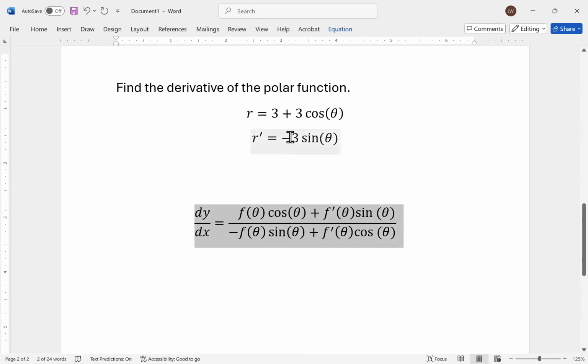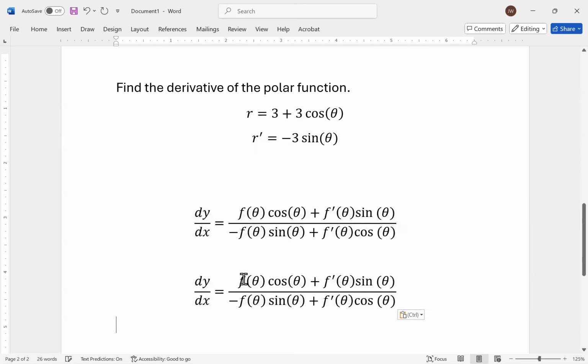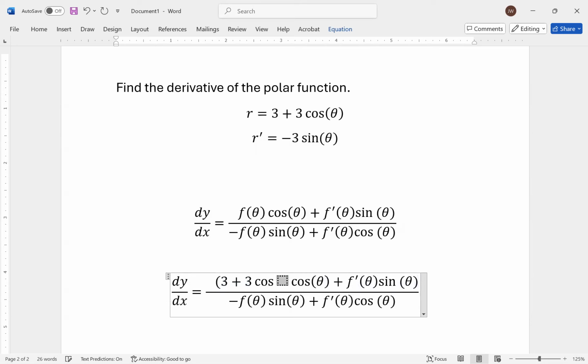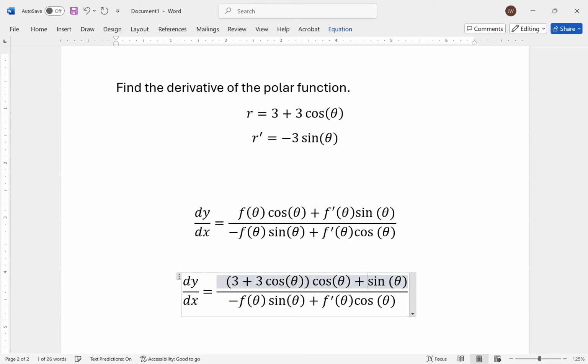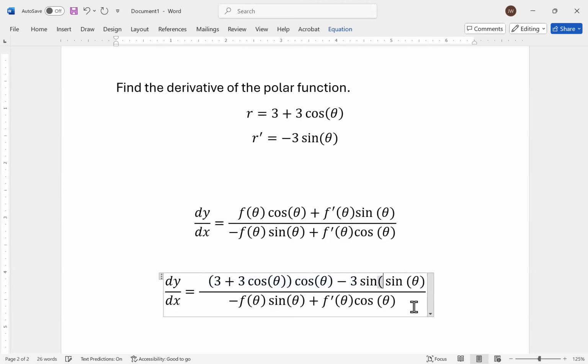Again, r equals a function of theta. So every time I see a function of theta here, I replace that with the r. Let me do that on a separate line. So replace that with, in this case, 3 plus 3 times cosine of theta. Be very careful when you do this because we should have parentheses around the 3 plus 3 cosine theta. When I take the derivative, I had 3 times sine theta, so this is minus 3 times sine of theta as my derivative.